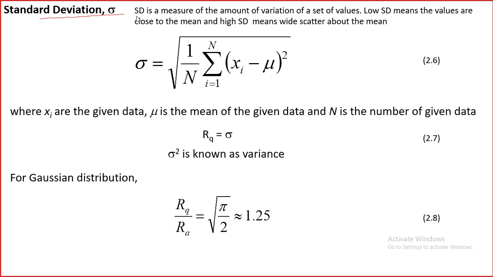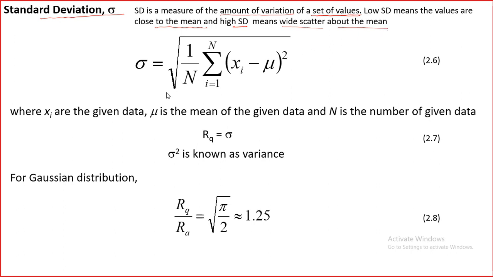So for definition, we can say standard deviation is a measure of the amount of variation of a set of values. So you have got a set of values in the form of surface roughness or in the form of any other data. So you want to know the amount of variation, how much the values are varying from a mean value. So low SD means the values are close to the mean. High SD means wider scatter about the mean. Okay, so this is the meaning of standard deviation.